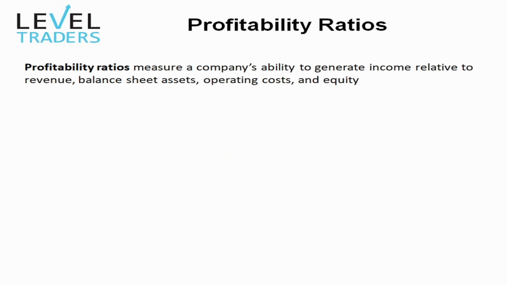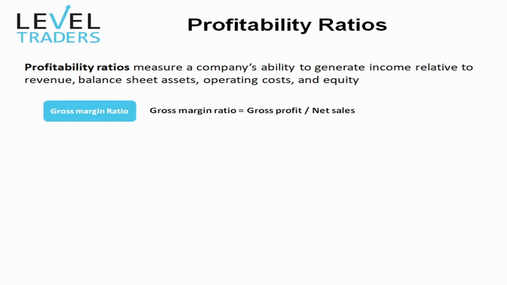Now here is where it gets interesting. Profitability ratios, which measure a company's ability to generate income relative to revenue, balance sheet assets, operating costs, and equity. These are, for me, a high priority metric. Understanding the profitability ratios is important for trading and investment decisions. So we'll start with the gross margin ratio. This compares the gross profit of a company to its net sales to show how much profit a company makes after paying its cost of goods sold.